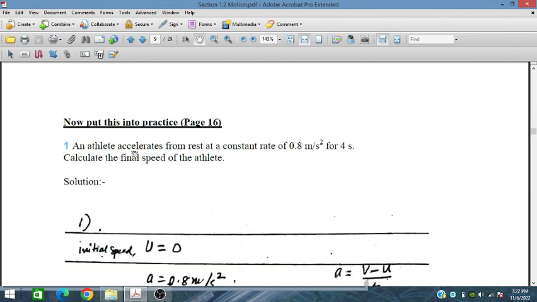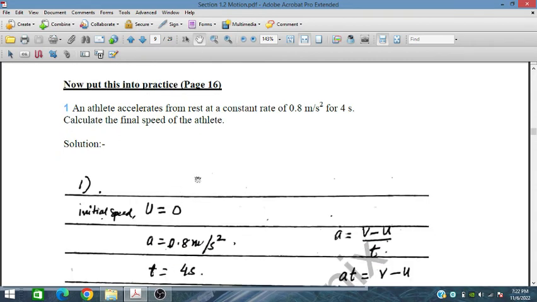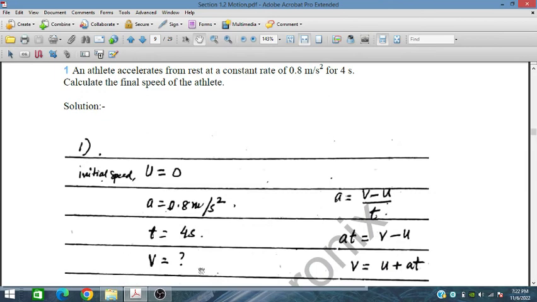Question 16. An athlete accelerates from rest at a constant rate of 0.8 meters per second square for 4 seconds. Calculate the final speed of the athlete. So initial speed is 0 and the constant rate of acceleration is given, a is equal to 0.8 meters per second square, and time of 4 seconds is given, and we have to calculate the final speed.